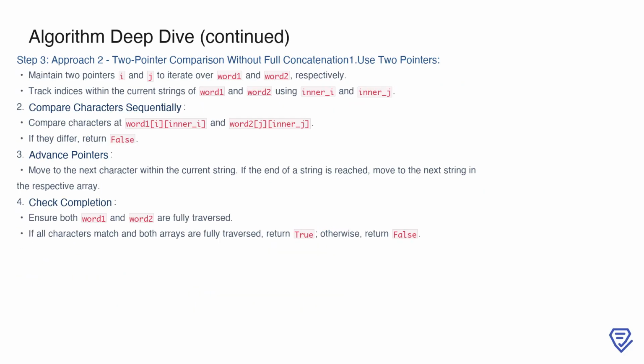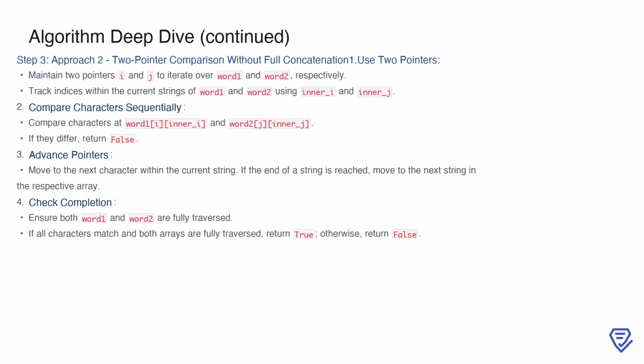Another method to solve this problem is by using a two-pointer approach that avoids full concatenation. This method is more efficient in terms of space. Here, we maintain two pointers, i and j, to traverse word1 and word2, respectively. Additionally, we use two inner indices, inner_i and inner_j, to track our position within the current strings of each array.